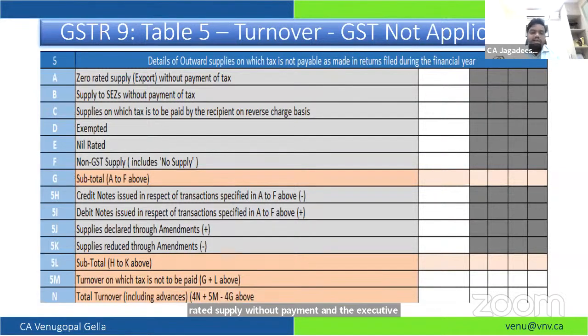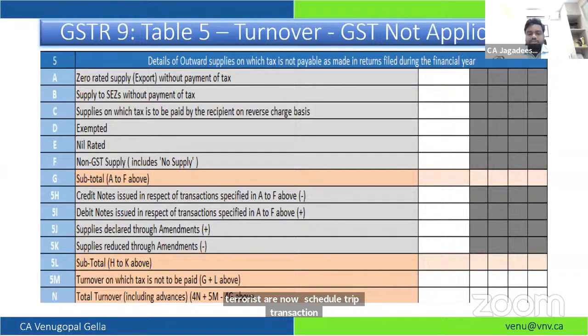That means the scheduled transaction will also be covered here, and supply of alcoholic liquor for human consumption and supply of petroleum products, all will be covered here in the non-GST supply. All the transactions on which GST is not applicable are required to be reported in table 5, whereas in table 4, the turnover on which GST is applicable is required to be reported. So my table 4 plus table 5 is my net turnover.